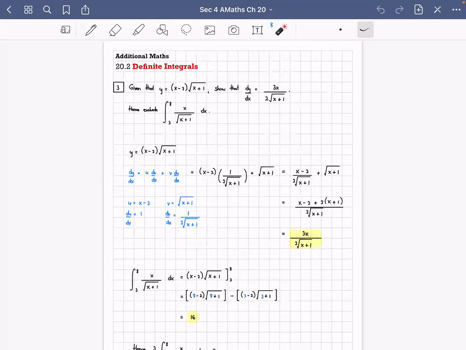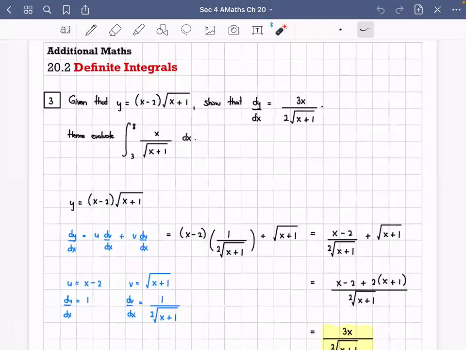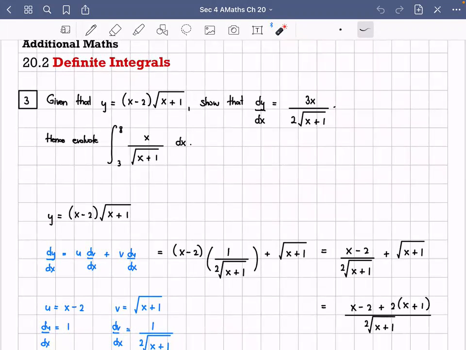Okay, so let's have this. I wrote here number 3, but in your book it's example number 11. So for example number 3, let me read the question. Given that y is equal to (x minus 2) over (x plus 1), show that the derivative of y is equal to 3x over 2 root of x plus 1. Hence, evaluate the antiderivative of x over root of x plus 1 from 3 to 8.